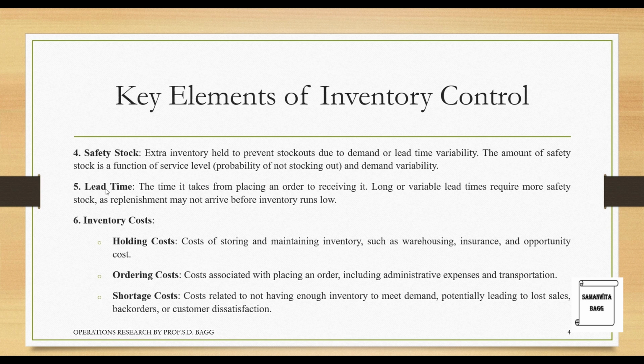Inventory costs. First is holding cost. Cost of storing and maintaining inventory such as warehousing, insurance and opportunity cost. So all these things are a part of holding cost. Ordering cost, cost associated with placing an order, including administrative expenses and transportation. So if you have administrative expenses like paying of bills, electricity bills, water bills or maintenance bills of the area, you can have the salary of the staff who is working for you or expenses related to them. So these are all administrative expenses, and transportation is one big expense of ordering cost because you have to bring the material repeatedly to your place.